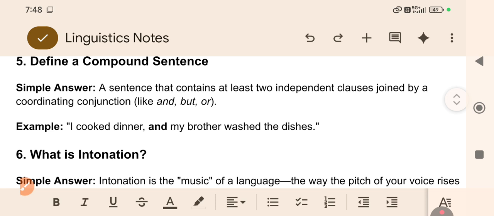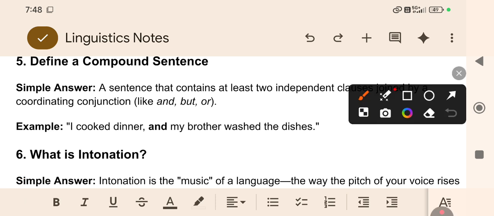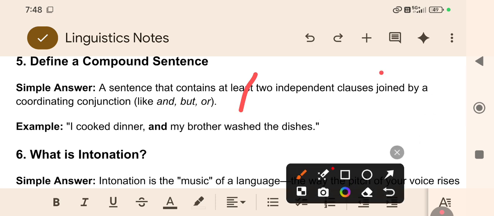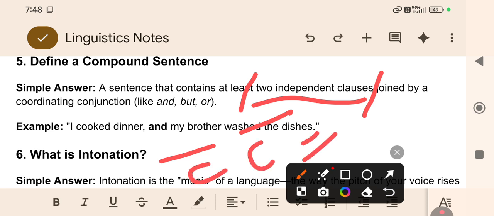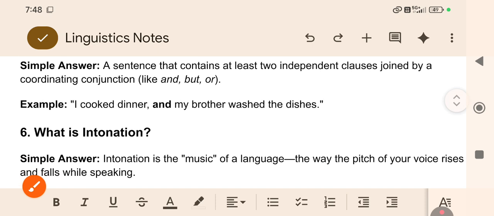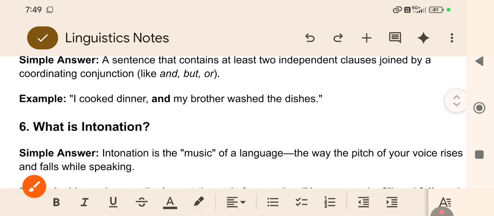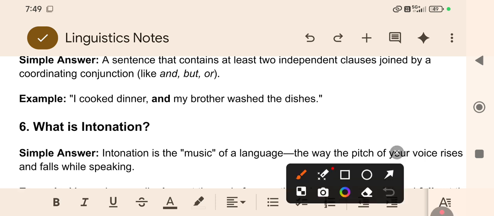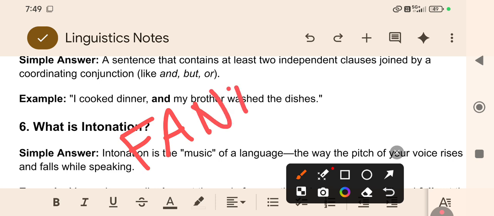Now define a compound sentence. A sentence that contains at least two independent clauses. Compound sentence, right? So two independent clauses, C plus C makes one compound sentence. Two independent clauses joined by a coordinating conjunction is called a compound sentence, right? Many a time we have discussed in the class, the common coordinating conjunctions are FANBOYS.